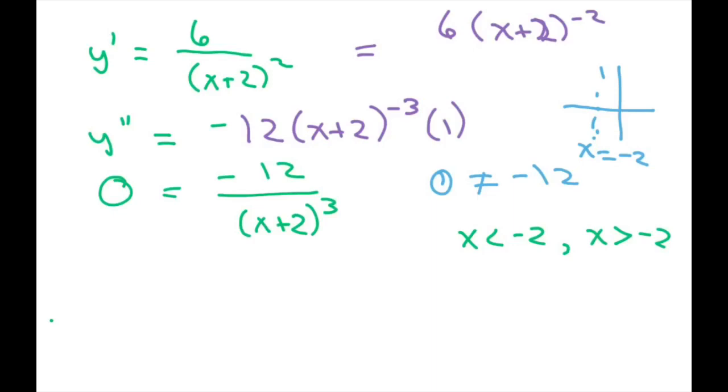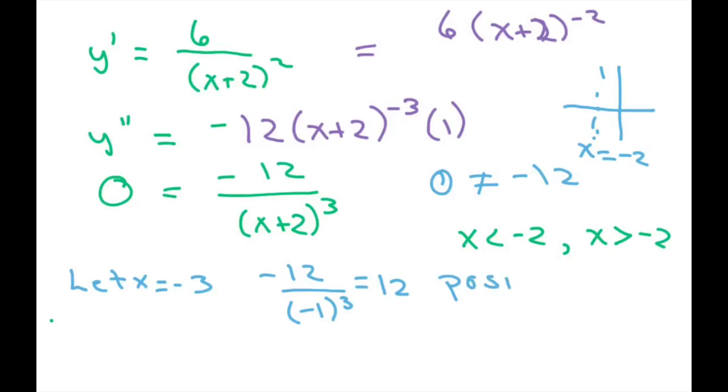So for less than negative 2, I'll just plug in negative 3. So let x be negative 3, and plug it into your second derivative. So you get negative 12 over negative 3 plus 2, which is negative 1, cubed. So that equals 12. So this is positive. That means the graph concaves up.